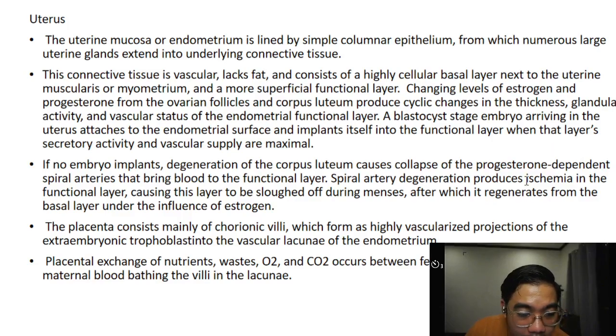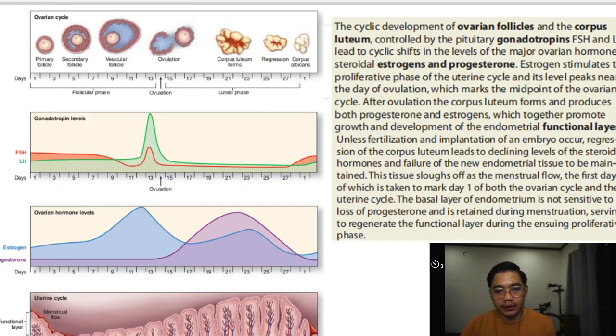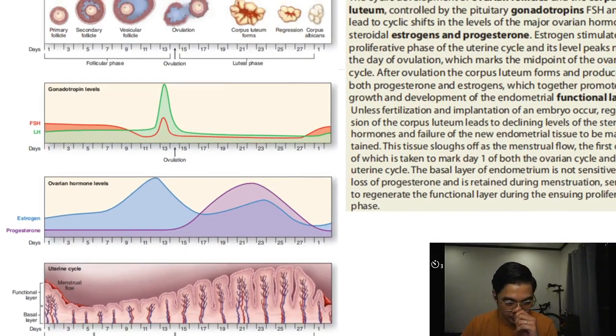And then, your endometrium has two phases. You have your proliferative and your secretory phase, no? We'll talk about this. So, what are your proliferative and your secretory phase?